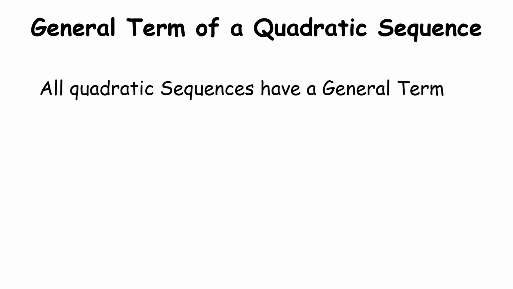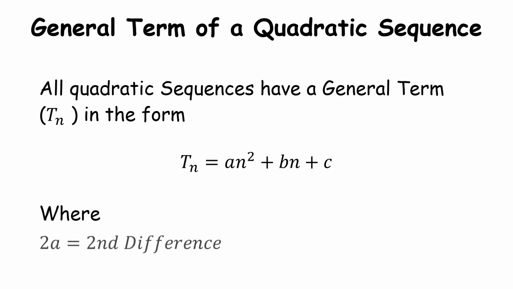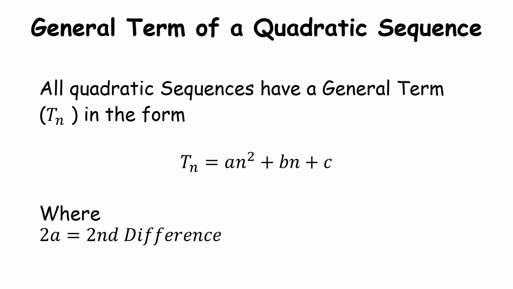So all quadratic sequences have a general term, Tn, in the form Tn is equal to an squared plus bn plus c, where 2a is equal to the second difference. That's a really important piece of information. Without remembering this, you're going to really struggle to work out your Tn, your general term.